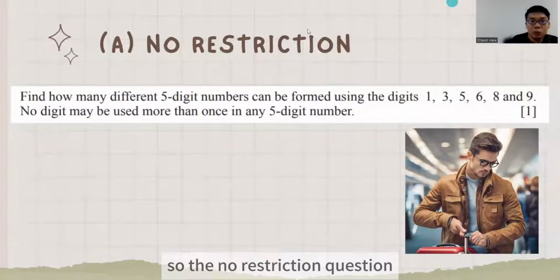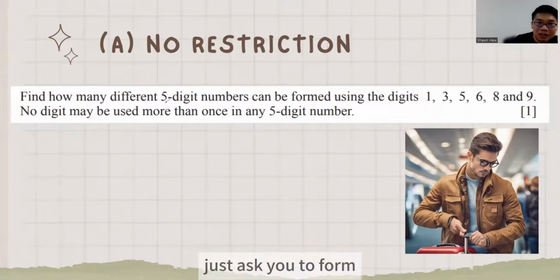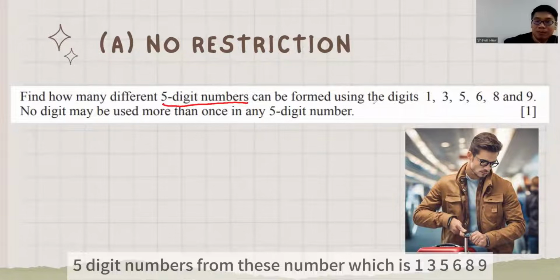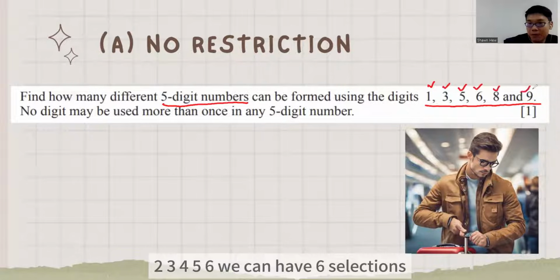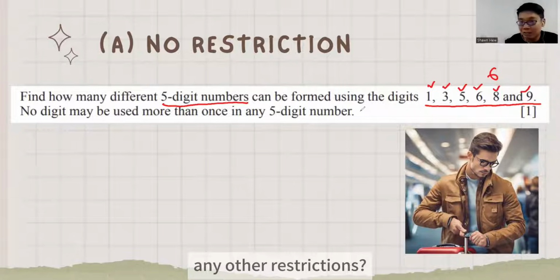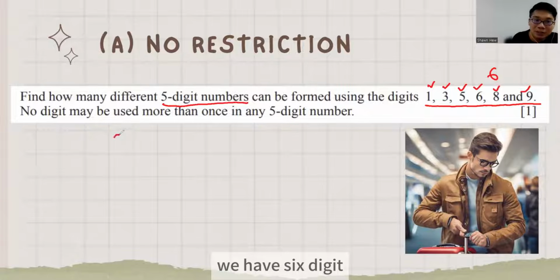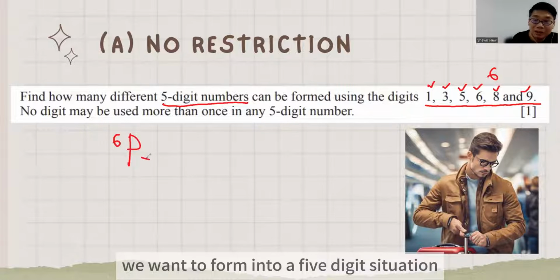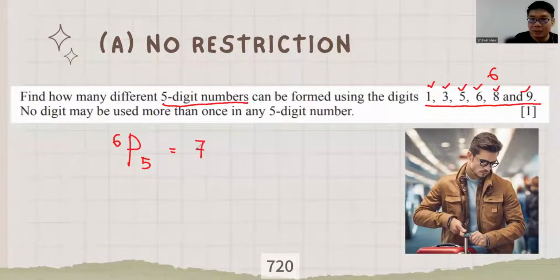So the no restriction question is the easiest question, which they just ask you to form 5-digit numbers from these numbers, which are 1, 3, 5, 6, 8, 9. So we can choose from 1, 2, 3, 4, 5, 6. We have 6 selections to form this 5-digit number. Any other restriction they do not mention, so we just directly use it. We have 6 digits. We want to form a 5-digit number. So we just directly key in the calculator 6P5, you get 720, just like that.